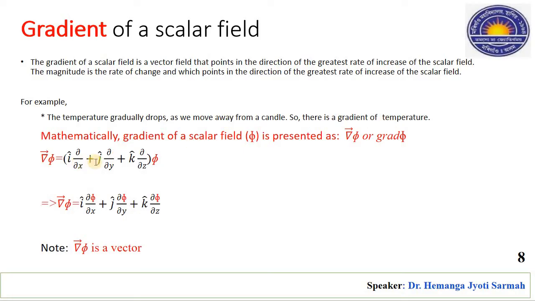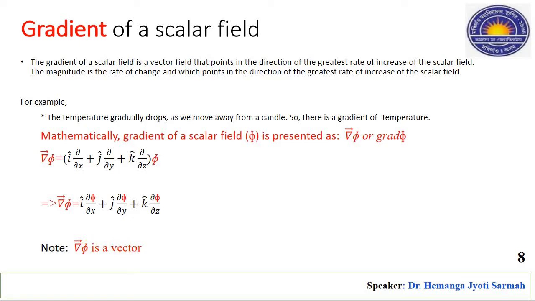Mathematically, the gradient of temperature, or of any scalar quantity, say phi, can be expressed as del phi. So we can interpret del phi as i cap d by dx plus j cap d by dy plus k cap d by dz of phi. After simplification, we are getting a vector field. That is, the gradient of any scalar field is nothing but a vector.